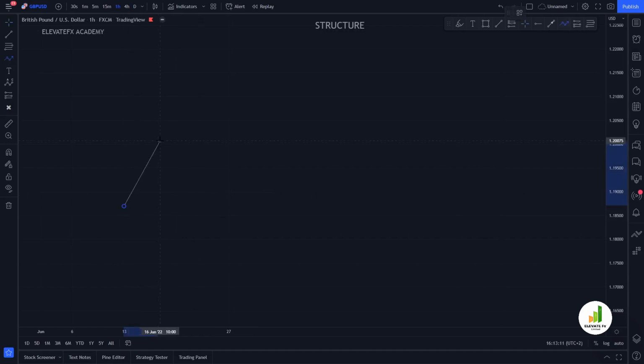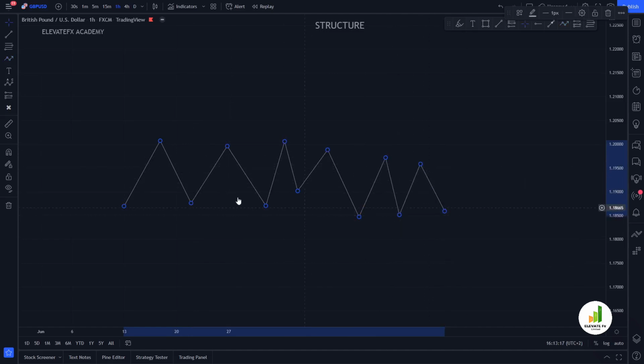So if you see price moving like this, is there any particular direction? Not really. This brings us to the definition, or to the types of trend, the kinds of movements we have in the market.